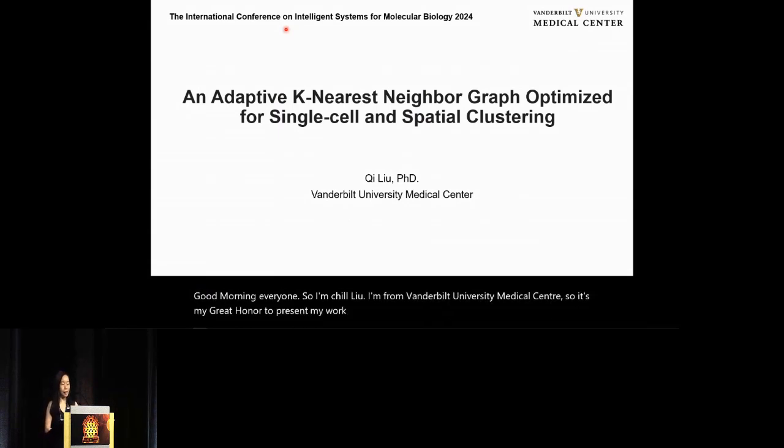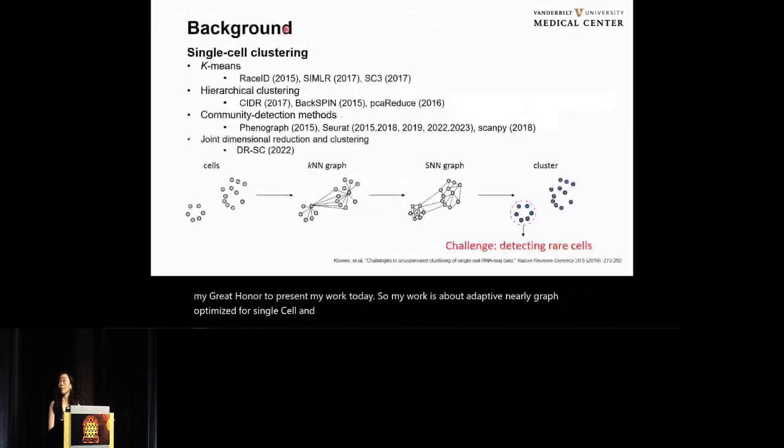My work is about adaptive nearest label graph optimized for single-cell and spatial clustering. A little bit of background: single-cell clustering is very popular right now. The methods are generally adapted from traditional clustering methods, such as k-means, hierarchical clustering, and community detection methods. Among them, community detection methods are very popular.